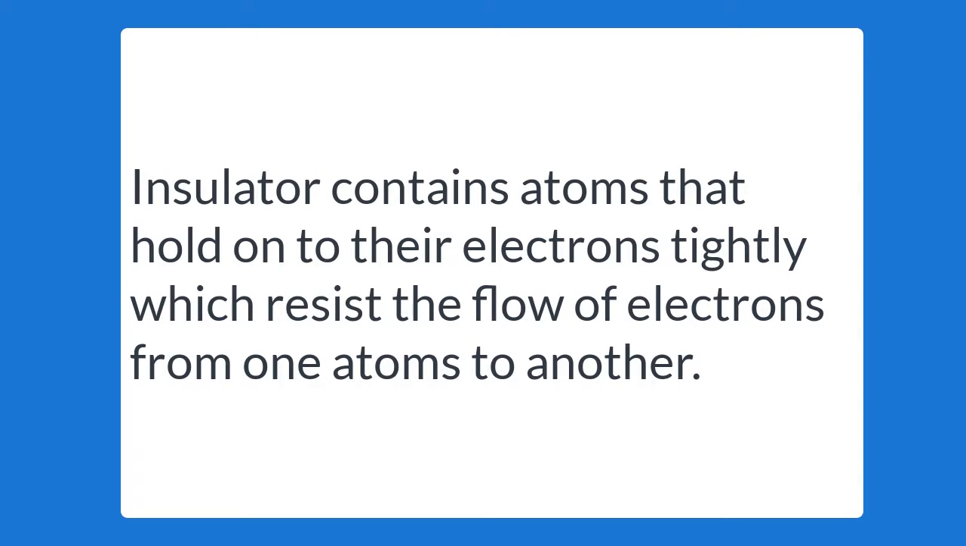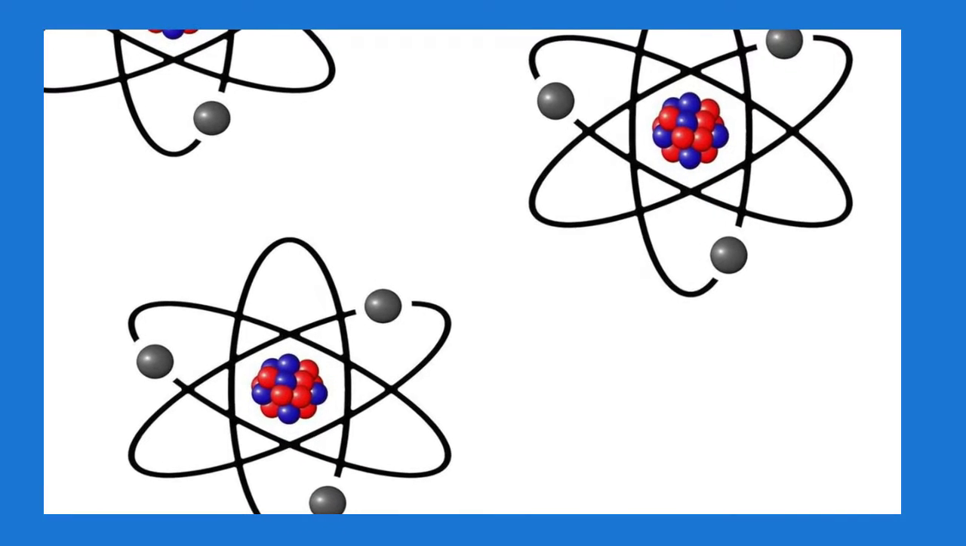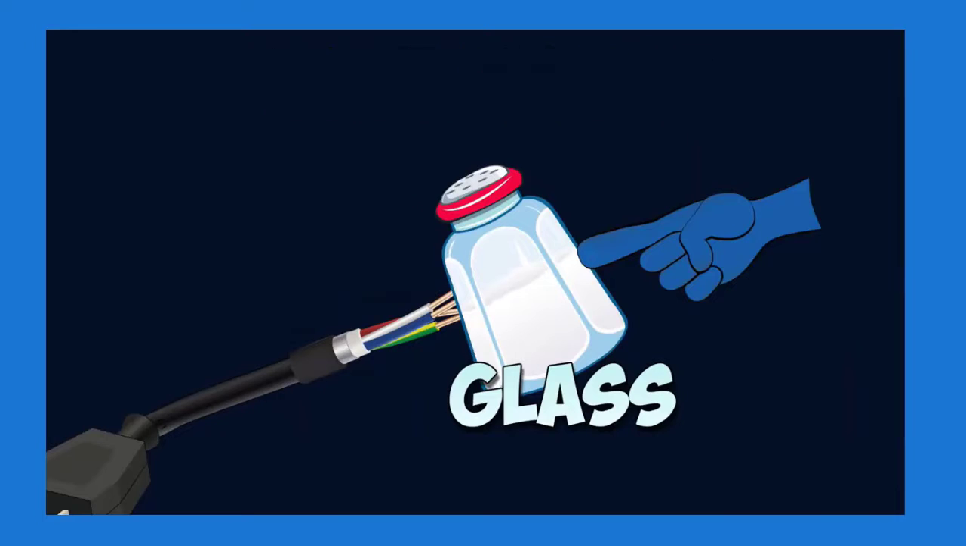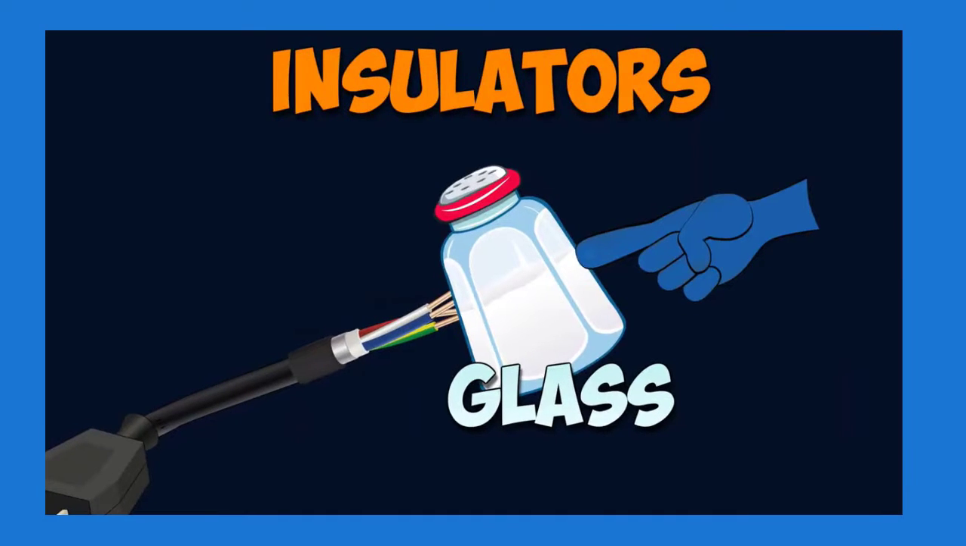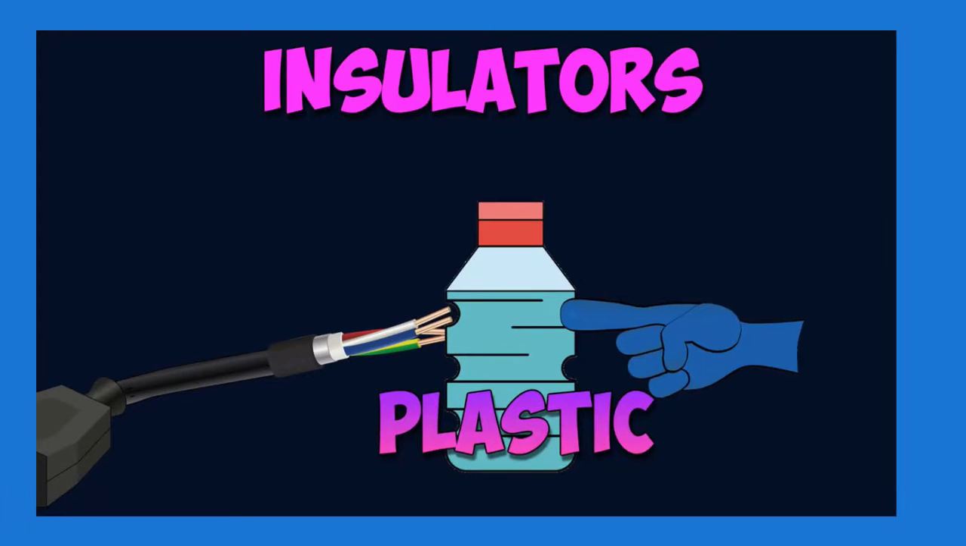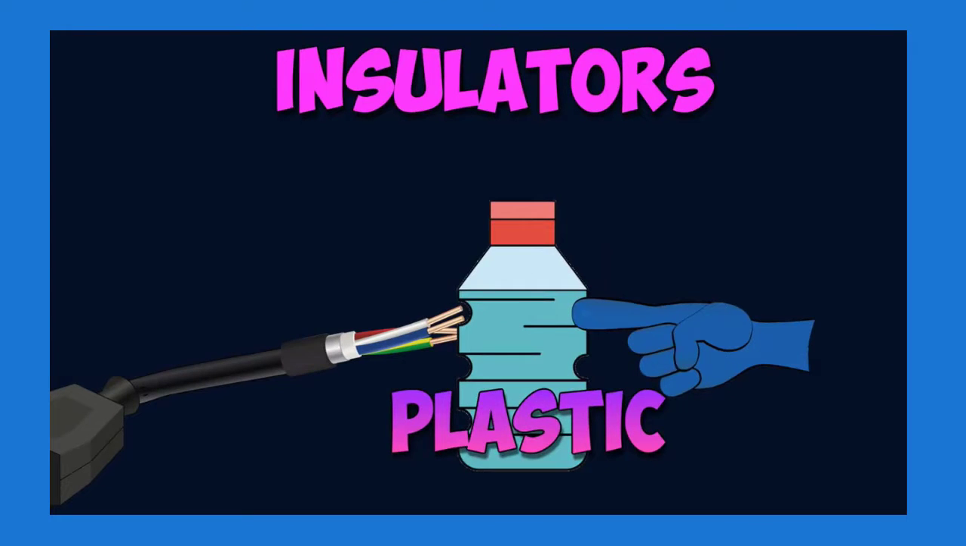Insulators contain atoms that hold on to their electrons tightly, which restrict the flow of electrons from one atom to another. Because of the tightly bound electrons, they are not able to roam around freely. Examples of insulators include glass, which is the strongest insulator as it has the highest resistivity. Another example is plastic, which is a good insulator as it is used to manufacture a variety of products.